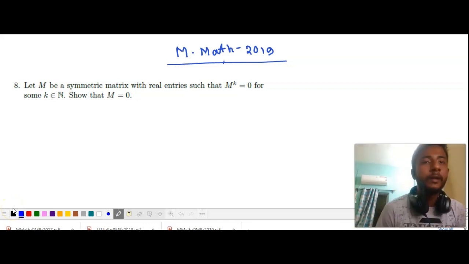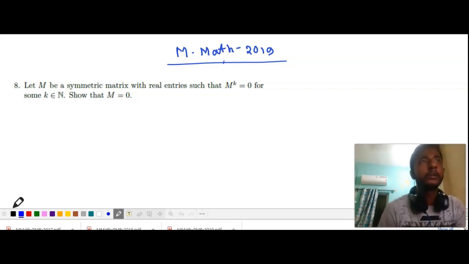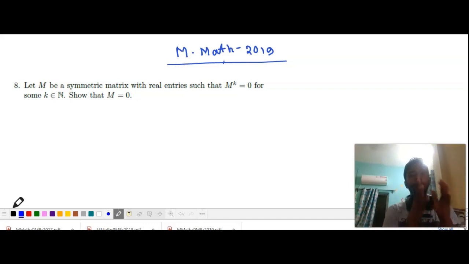Today we are going to solve the questions of ISI M.Math 2019 based on linear algebra. The first question says that if M is a symmetric matrix with real entries such that M to the power k equals 0 for some natural number k, then we have to show that M equals 0. That is, if M is a real nilpotent symmetric matrix, then M equals 0. That is, there exists only one real nilpotent symmetric matrix, and that matrix is the zero matrix, right?